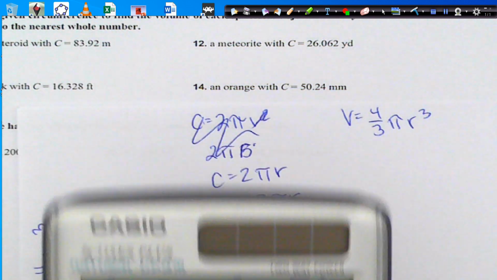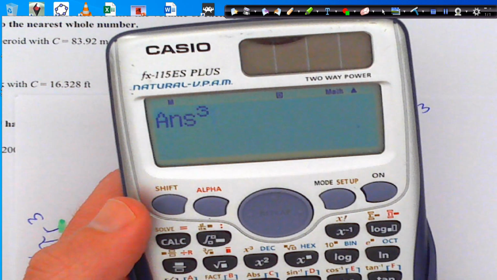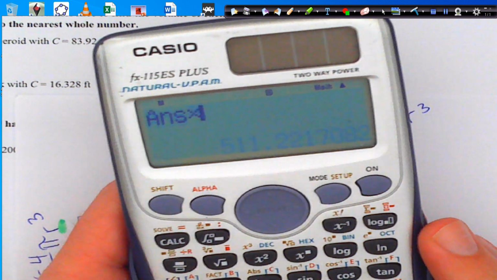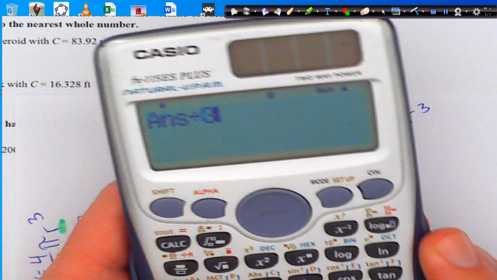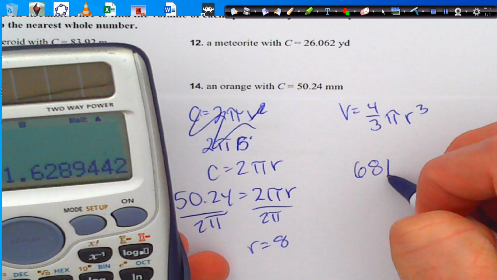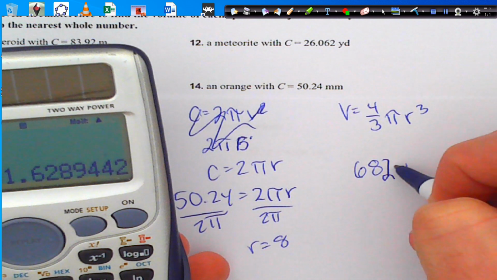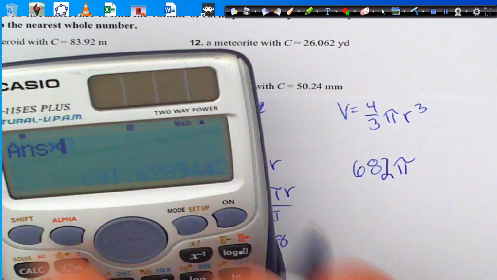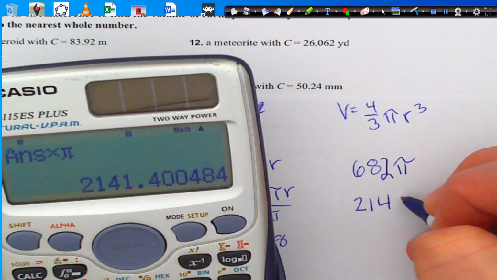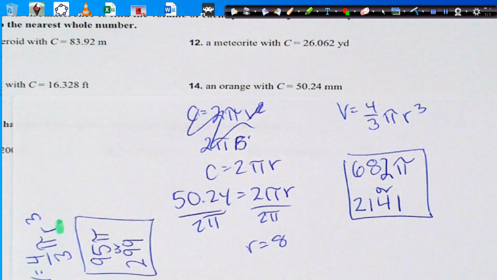But I'm going to get real specific here, and I'm just going to leave it in my calculator, and I'm going to raise that number to the third power. Hit enter. So it's very close to 512. And we're going to multiply it by 4, and then divide by 3. And so we get 681, or probably 682 since we're going to the whole number, pi. And then if we were to multiply that by pi, we get 2141. So one of those two answers would be sufficient for this problem.